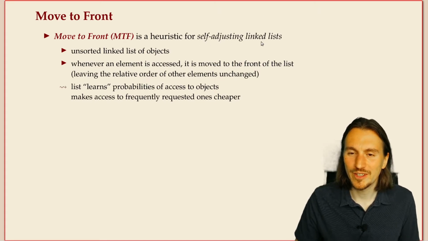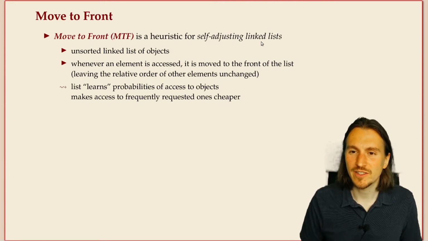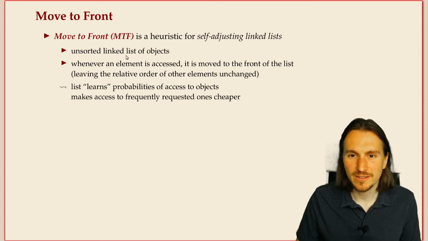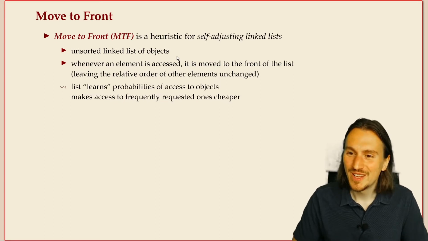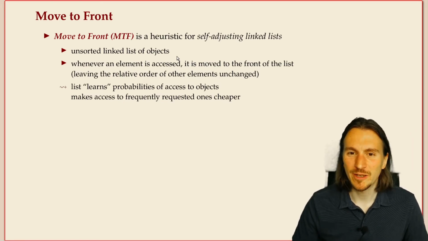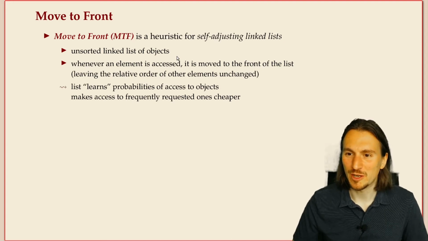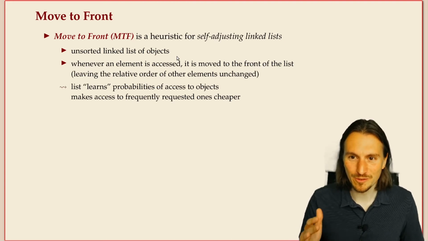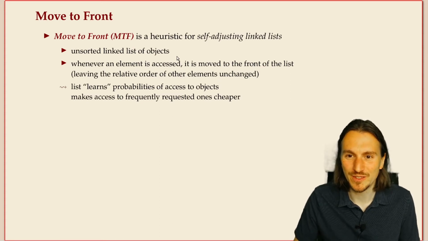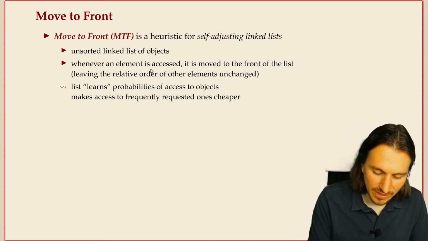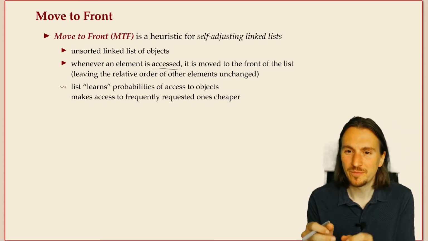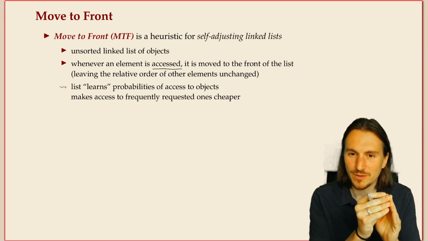Suppose you have a linked list of items and you repeatedly access items in that list. Then the linked list is not sorted, but you would like to profit from something like the same element is always accessed, or some elements are much more frequently accessed than other elements. And you don't know this information up front. So a simple heuristic, a simple idea for exploiting this is that whenever an element is accessed in this list, whenever you needed it, you move it to the front of the list.